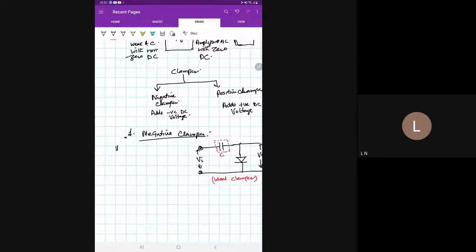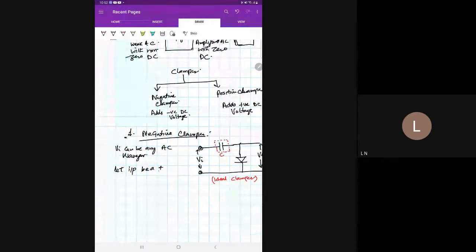Anyway, now in this circuit V input can be any AC waveform. It can be sinusoidal, it can be triangular, it can be sawtooth. Any shape of AC waveform is applicable here as an input. But for the sake of simplicity, we will assume that the input is a ±Vm square wave.